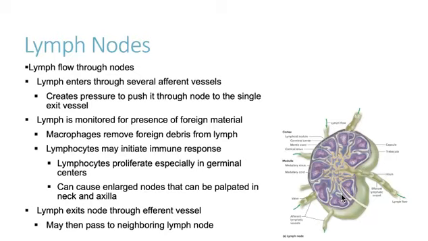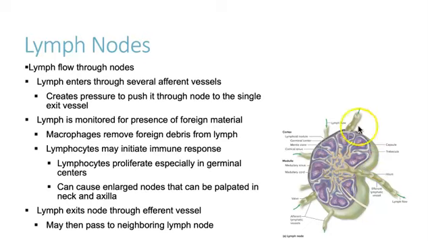Our macrophages in these areas will remove any foreign debris from the lymph, and our lymphocytes will initiate the immune response because hopefully those antigen presenting cells are going to show our B and T cells, hey, we've got a pathogen in here, we need to fight it. That will then cause our lymphocytes to proliferate. They are going to clone themselves, and this happens specifically in the germinal center.